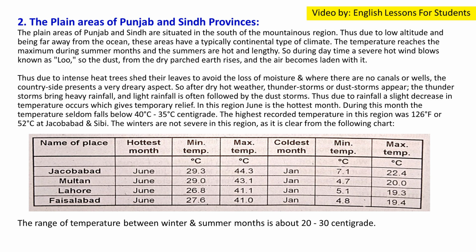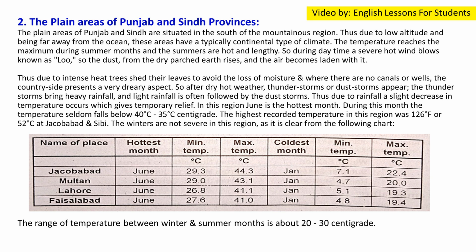The highest recorded temperature in this region was 126 Fahrenheit or 52 centigrade at Jacobabad and Sibi. The winters are not severe in this region, as it is clear from the following chart.